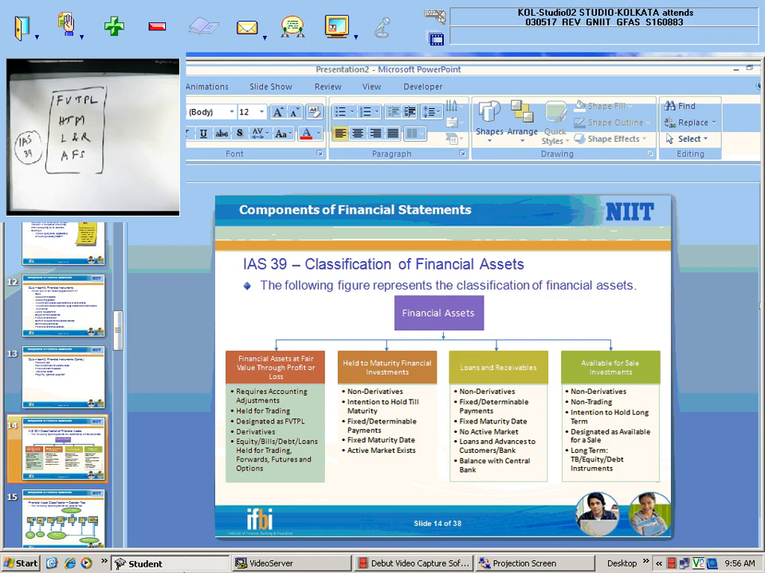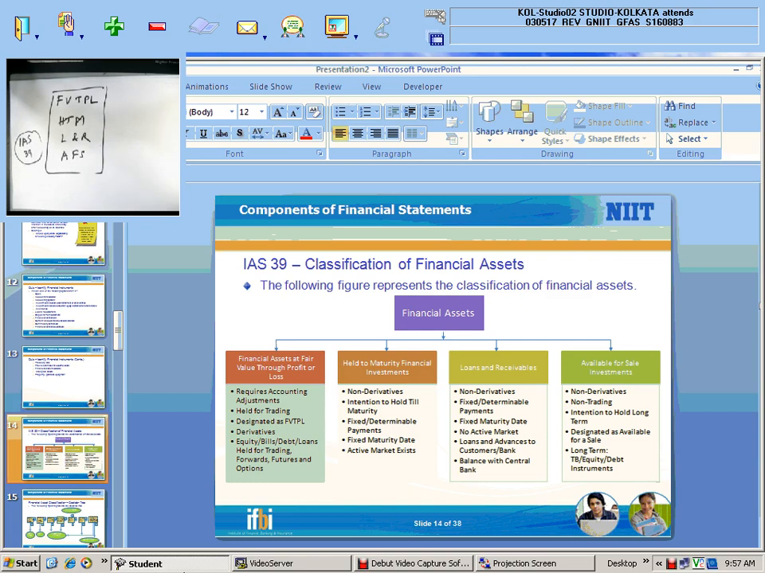Then the second category, held to maturity investments. It includes financial assets with fixed or determinable payments and fixed maturity that the entity has positive intention and ability to hold till maturity. That means the entity is not holding these financial assets for the purpose of making short-term profits by trading. This category is intended for investments in bonds and other debt instruments that the entity will not sell before maturity, irrespective of changes in market prices or the entity's financial position or performance.